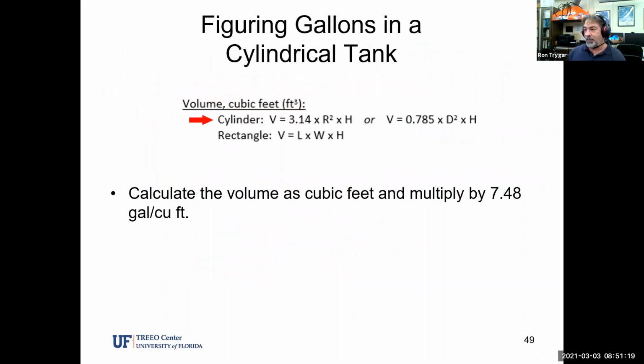All right, let's talk about the cylindrical tanks or pipelines. Let's talk about how we calculate the gallons in a cylinder. So we still do the same calculation that we did with volume. And in this case, we just multiply the 7.48 into the equation. So let's look at an example here.